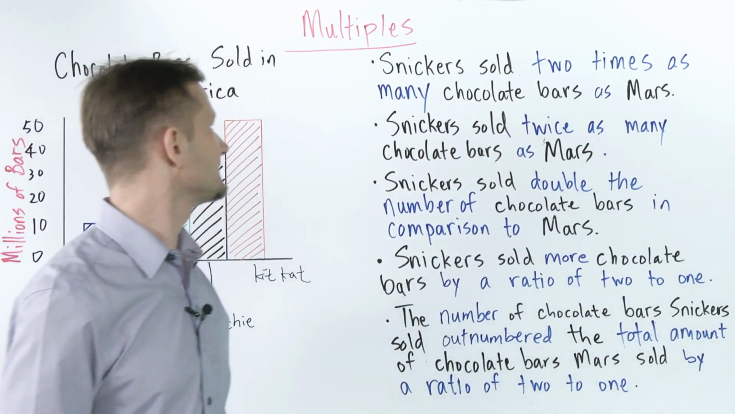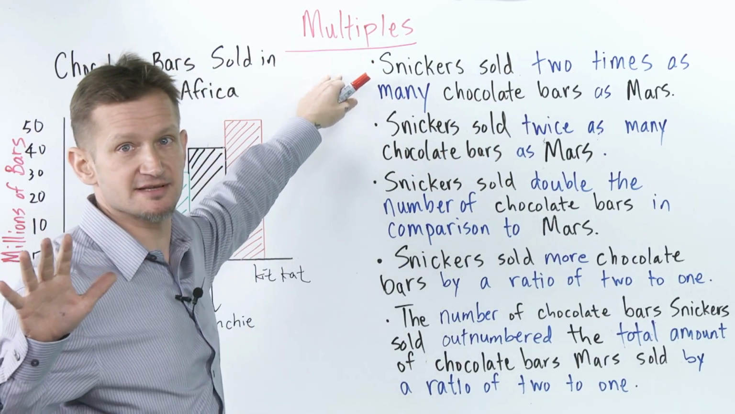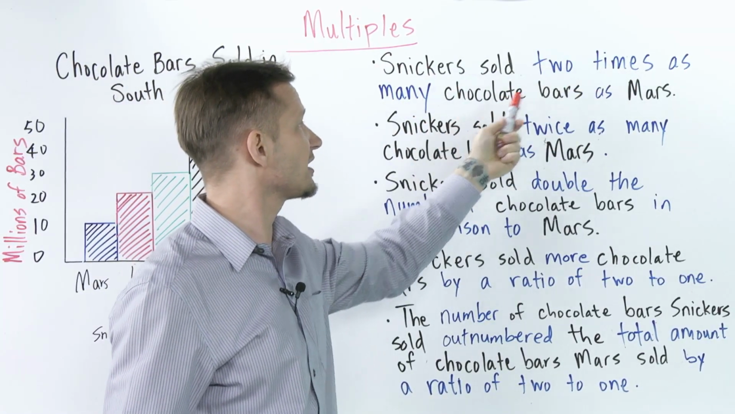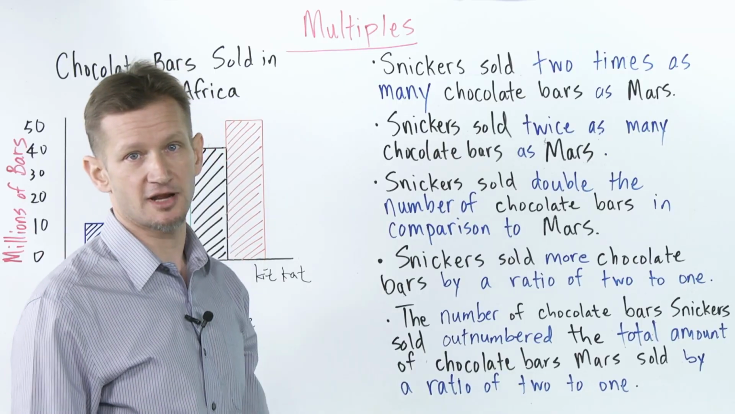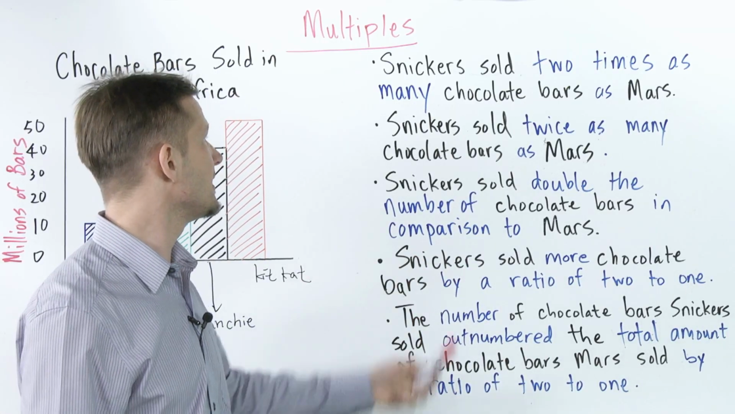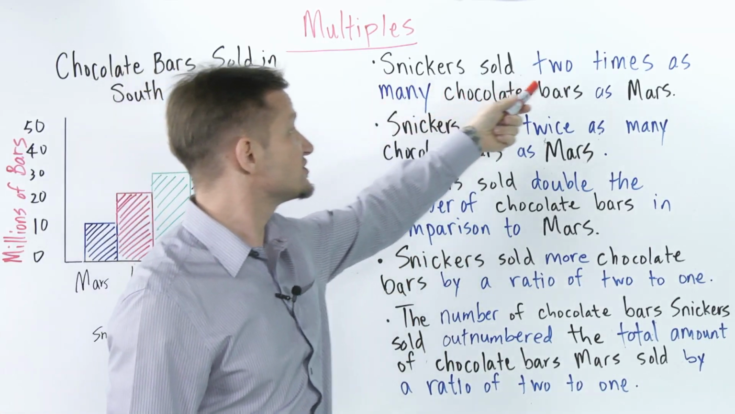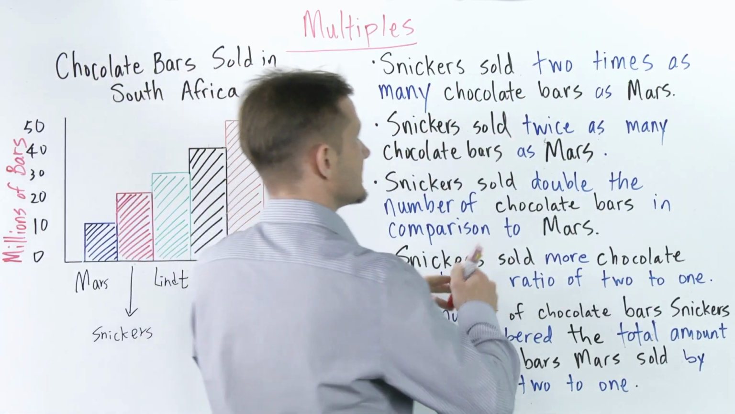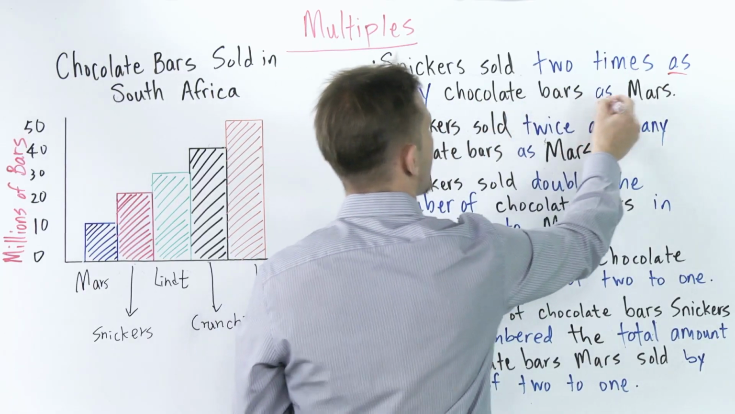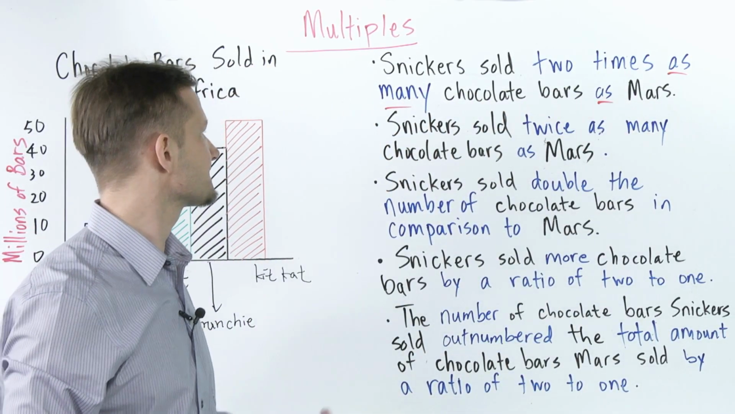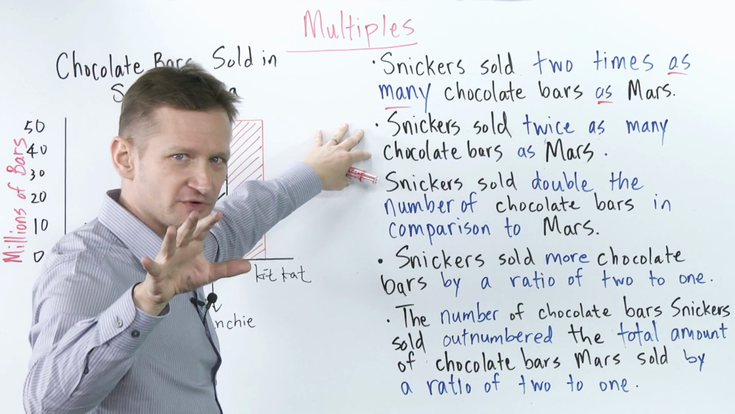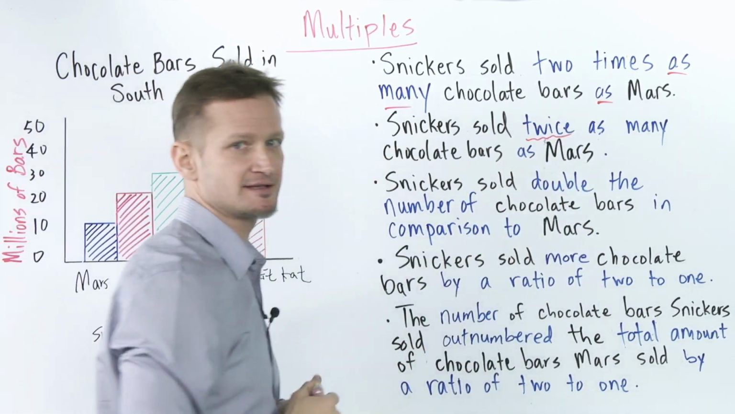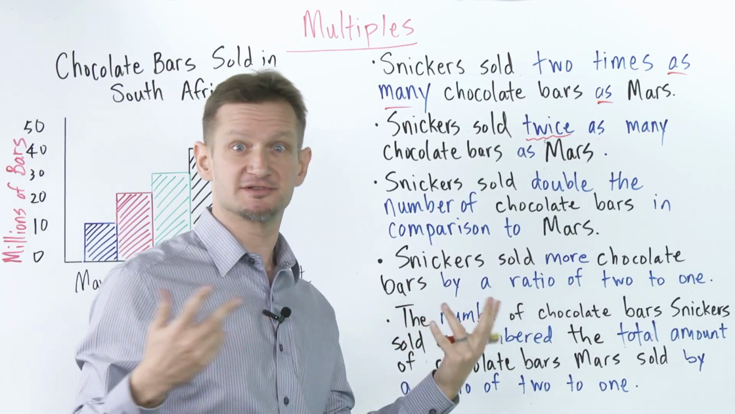So first off, and this is probably the most basic one, Snickers sold 2 times as many chocolate bars as Mars, right? Really basic, really simple. Snickers sold 2 times as many as Mars. That's important, right? This as many as is very important for that. Let's move on to the next one. It's almost the same, except we're using a higher level vocabulary word. We're using here twice. And as you know, twice means 2 times.